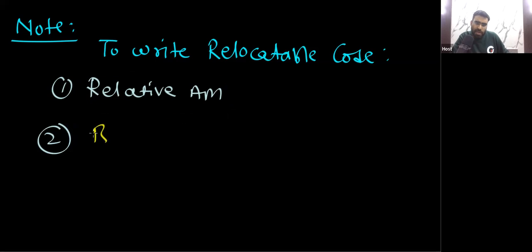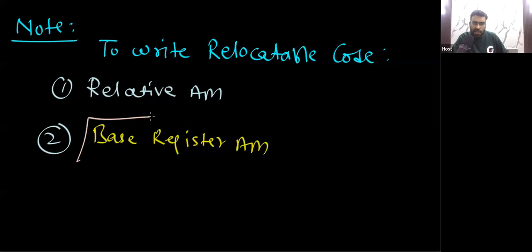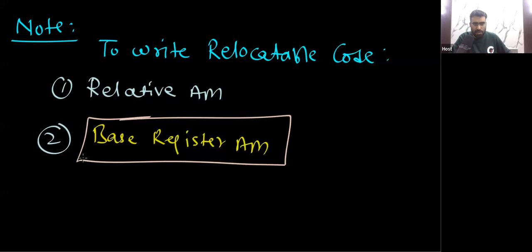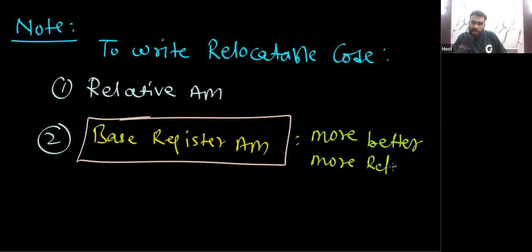You can also use base register addressing mode. That also we have seen, how to write relocatable code with the help of base register addressing mode. Which is more relevant? This is better, yes or no? I can say this is the better, more relevant approach. So you can use this also to write relocatable code.